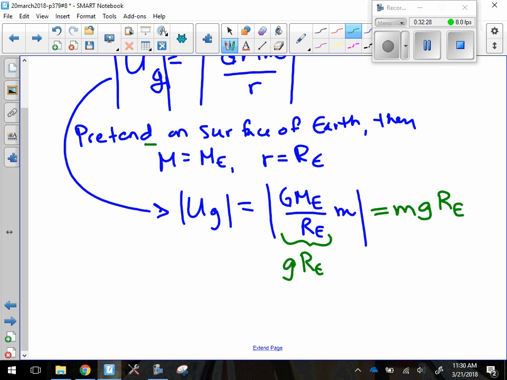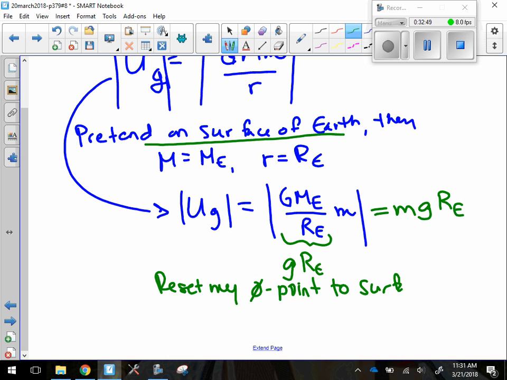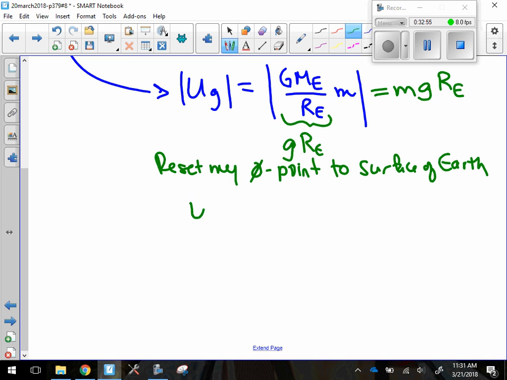I happen to have said I was standing on the surface of the Earth and that's where my object was. If I brought my object up here, and if I reset my zero point to the surface of the Earth, then that U_G would be m g h, the height above the Earth. So I can recover what I lost, or what I decided was too simplistic. Okay. So it's all consistent with itself.